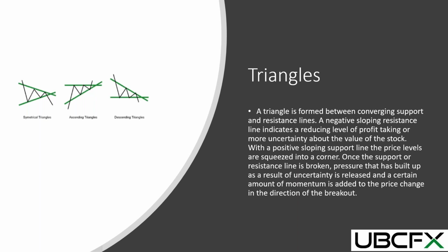A triangle is formed between converging support and resistance lines. A negative sloping resistance line indicates a reducing level of profit taking or uncertainty more about the value of an asset. With a positive sloping support line, the price line is squeezed into a corner. And this is what it is with triangles. Price is being squeezed into this corner or this apex. At some point, as the buyers and sellers get squeezed in there, they're going to break out. Now, it can break down or it can break up. When we get the breakout, we can then make some important decisions.